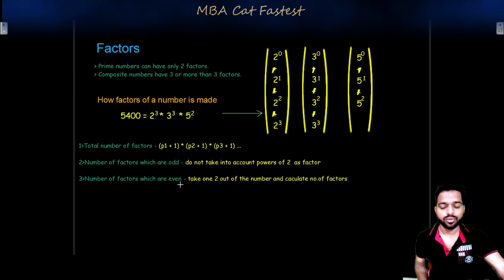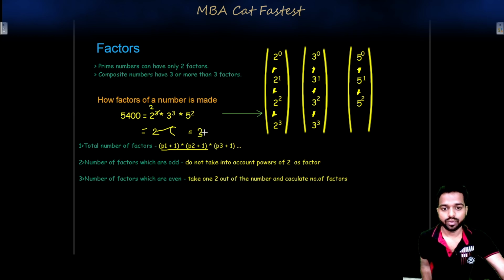If you need to calculate the number of factors which are even, you take one 2 out of it. The logic behind this is that if you take out one 2, all the numbers which will be left will be even. So if you take out one 2, this 3 becomes 2, and then you follow the same process. For finding factors, this will be equal to 3 into 4 into 3 again. So this is 36. So if you want to find even factors, there will be 36 factors.